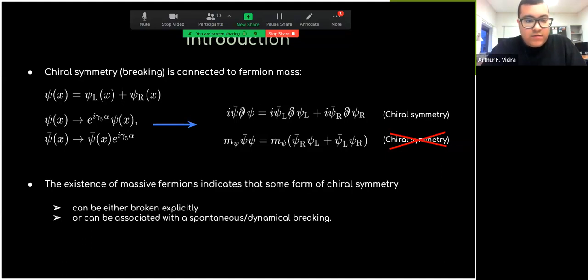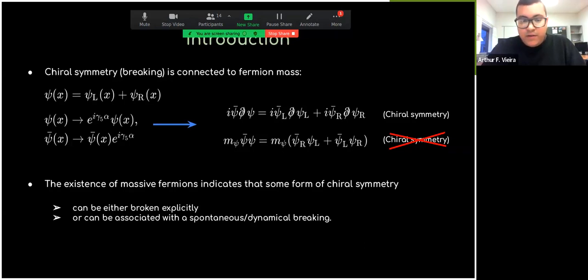So as a reminder, chiral symmetry, especially chiral symmetry breaking, is deeply connected to the generation of fermion masses. For instance, let's focus on a fermion composed of one flavor, and decompose it into its chiral components, left and right. If you perform a simple U(1) axial transformation, you see that the kinetic term is allowed by this transformation, but the mass term breaks this chiral transformation. So the existence of massive fermions is an indication that some sort of chiral symmetry has to be broken.